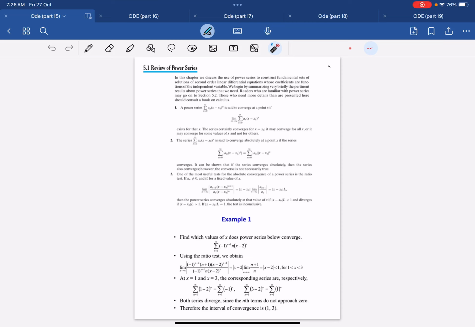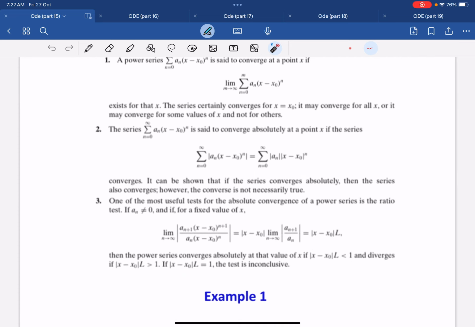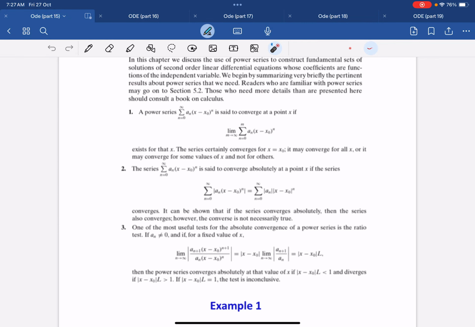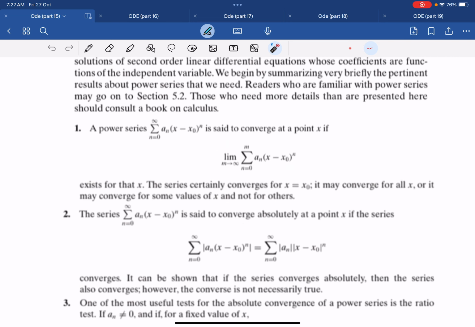Hi, in this video, we shall talk about how we're going to use power series as a solution to an ODE. So before we begin, let's take a recap into power series. A power series just looks like this infinite sum polynomial, and it is said to converge at a point x if this limit exists for that x.